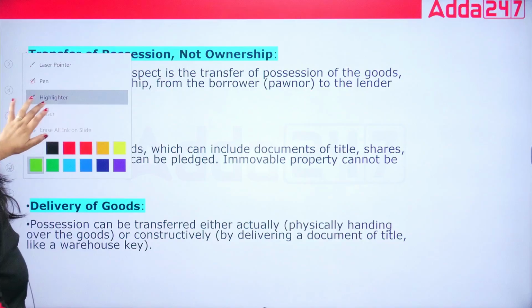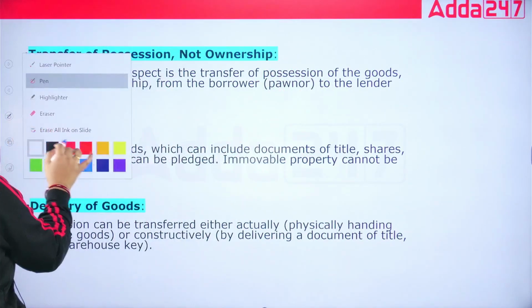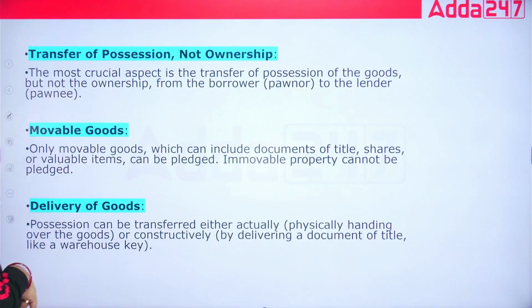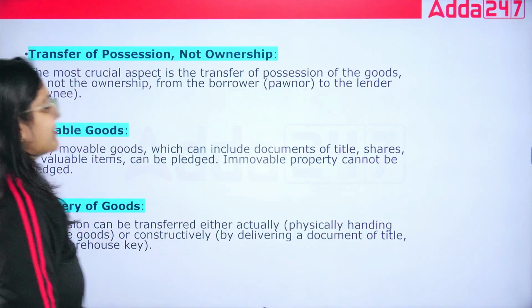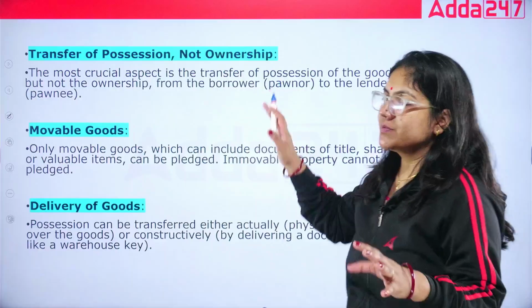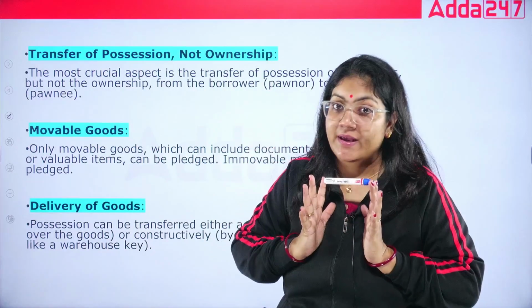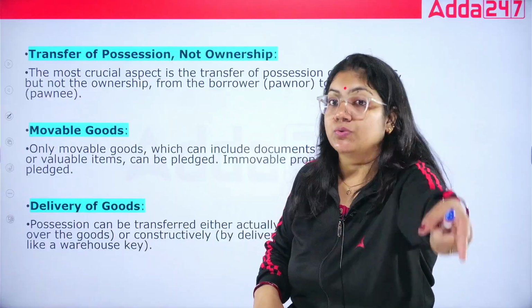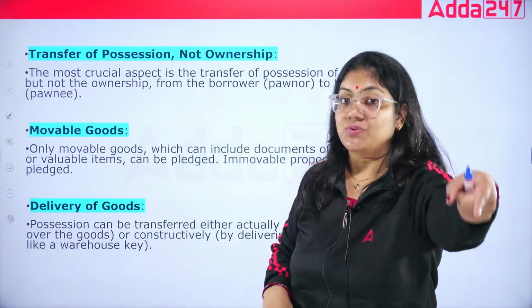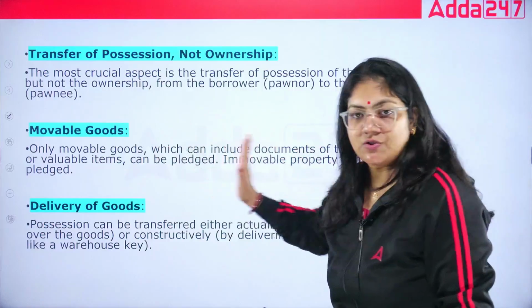Now the essential points. You can see here the transfer of possession, not ownership, as we know. Movable goods, delivery of goods. Key point to understand. What is ownership? Ownership means, suppose I am the owner of this pen, it means I have an absolute right. If I give this pen to you for 10 days, it means I am giving possession to you. So, transfer of possession, not ownership. Movable goods should be there.